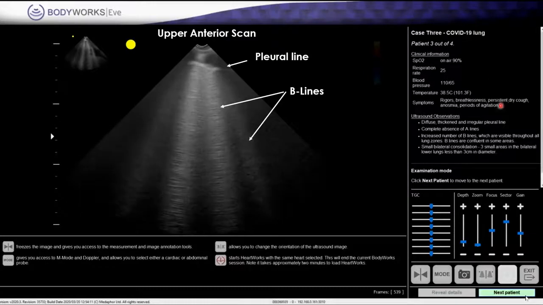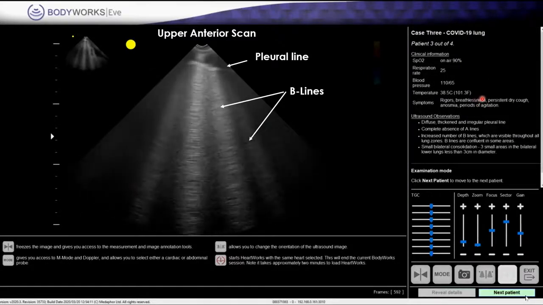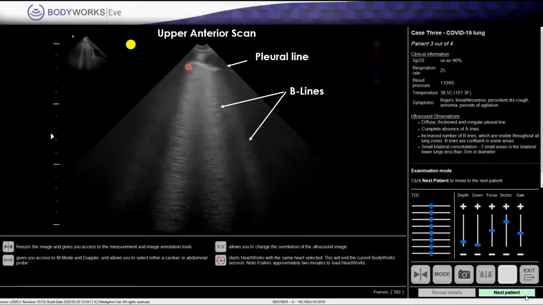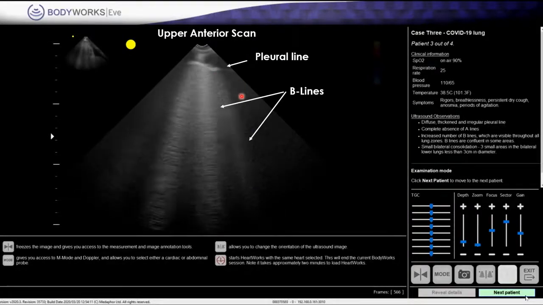And in this patient, you're starting to get pretty hot. You're about 101.3 degrees, 90% on your room air sat, a little faster respiratory rate, and now you're getting periods of agitation and a persistent dry cough. Your pleural lines become even more thickened, a little bit more irregular. It's very diffused and thick. You've got a complete absence of A lines now. It's just a preponderance of B lines, which are visible throughout all lung zones, all 8 to 16, and you also have a little bit of consolidation, which we'll see momentarily in the bases.